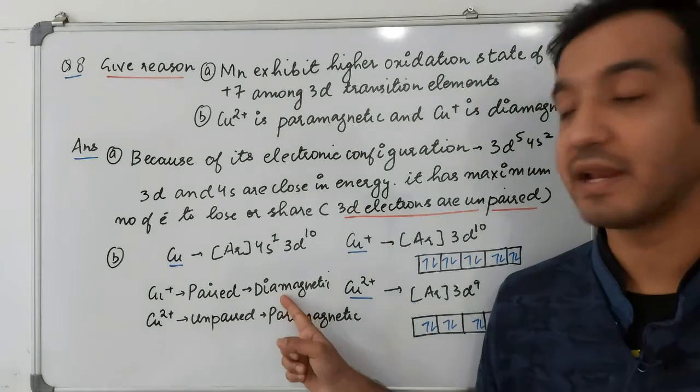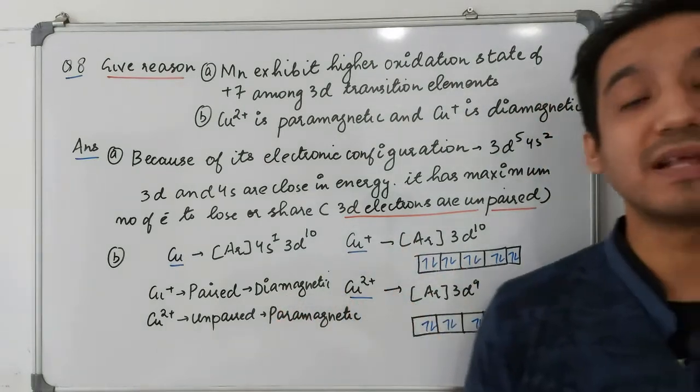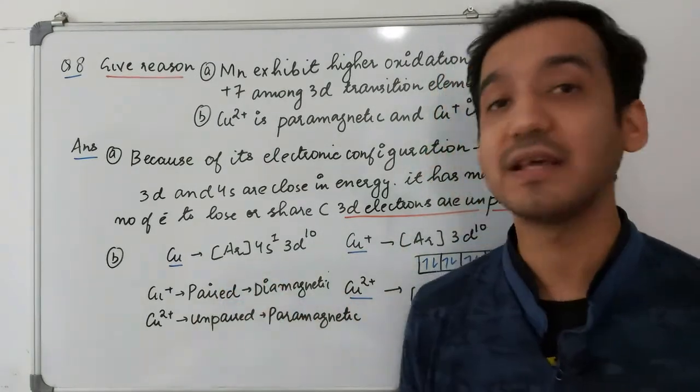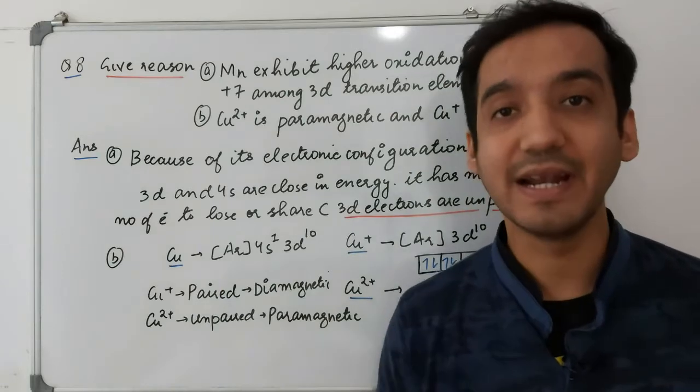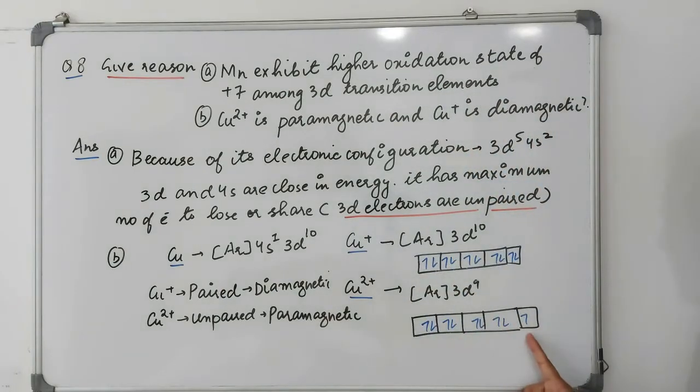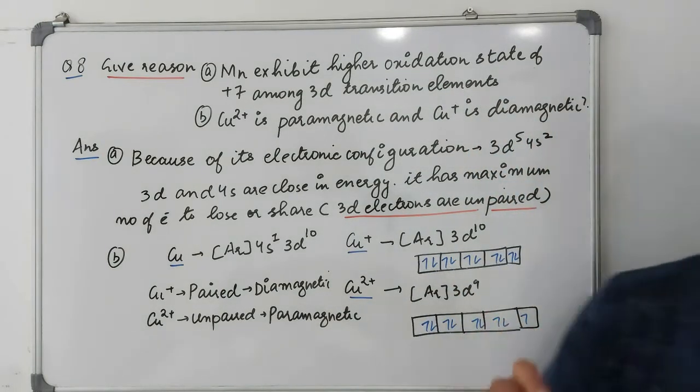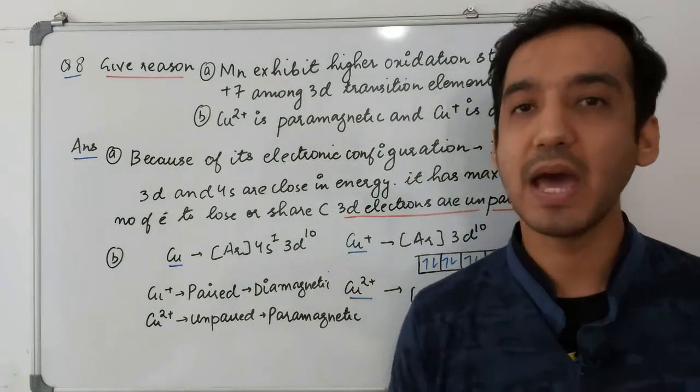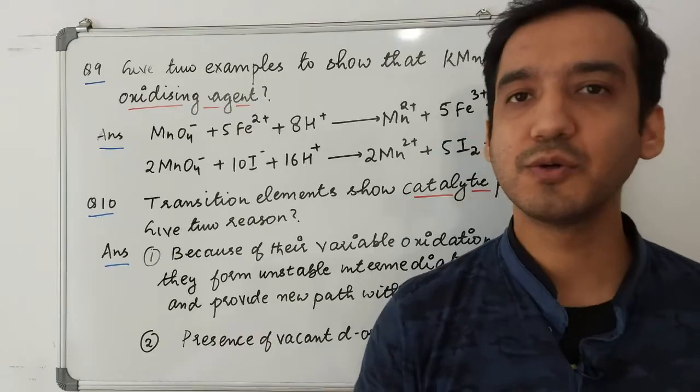So copper plus is diamagnetic, whereas in copper 2 plus 1 electron is removed from 4s and 1 electron is removed from 3d. As a result, if you see, it has 1 unpaired electron, and because of 1 unpaired electron, it is paramagnetic in nature. Next question.